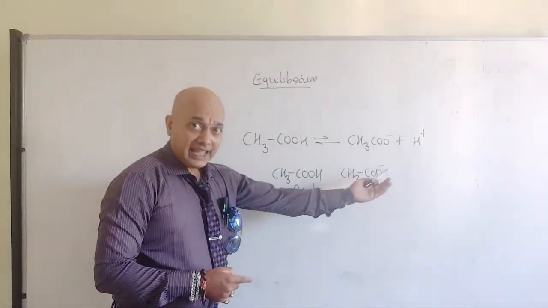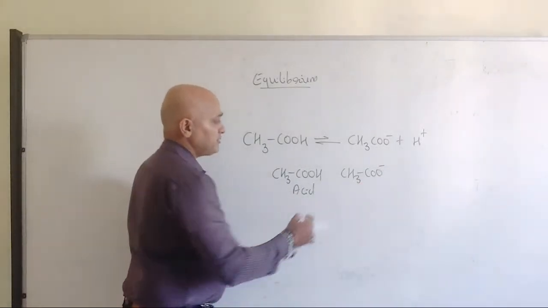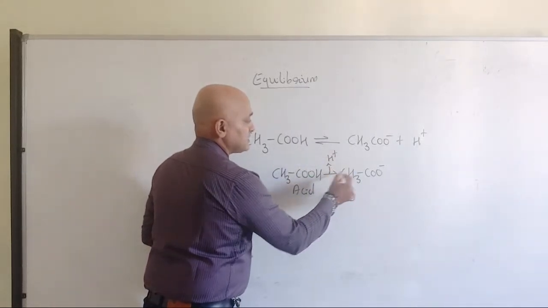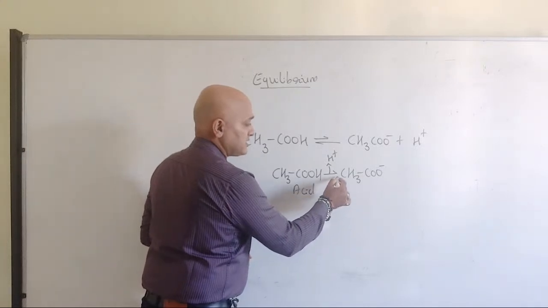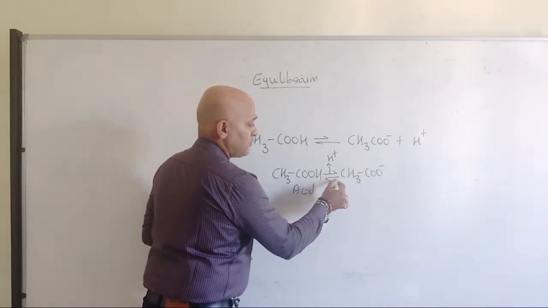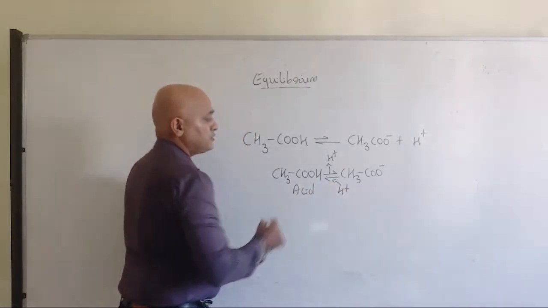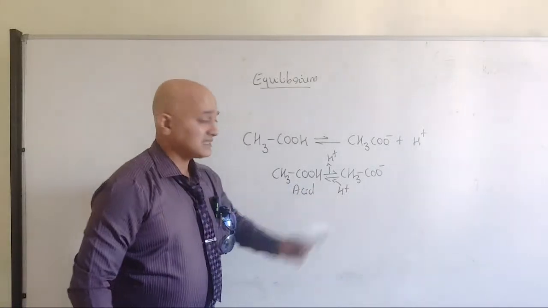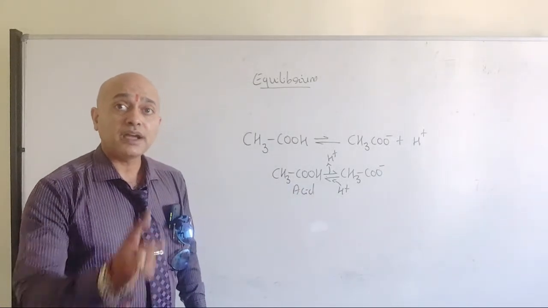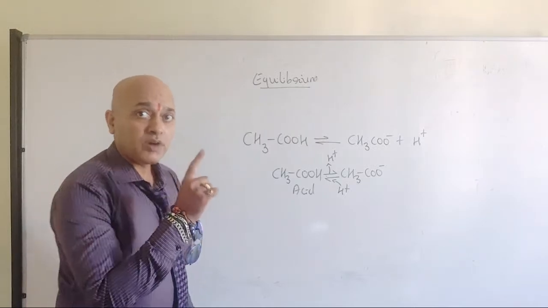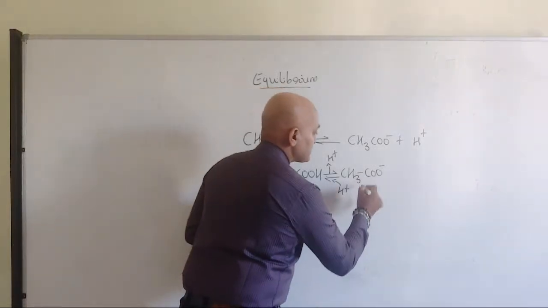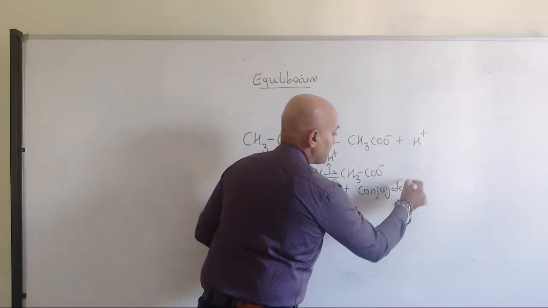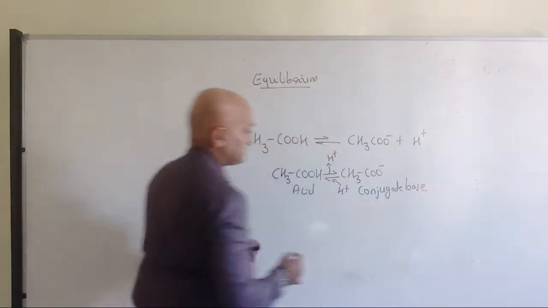This can be the acceptor of the H plus. So what I mean to tell you is, this will donate the H plus. So therefore it has become CH3COO minus. CH3COO minus can take up the H plus to become the acid. So therefore these two species differ from each other by one H plus. Therefore it is called the conjugate base.